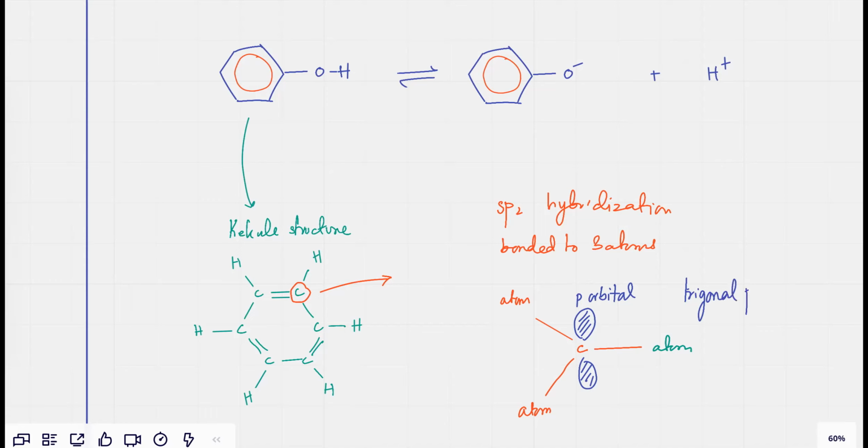Sir, are the p orbitals left as lone pairs? Which one? The 2 p orbitals that you drew, are they left as lone pairs? There's a single p orbital. They're not lone pairs. I mean, lone pairs have 2 electrons. This is an incomplete p orbital.